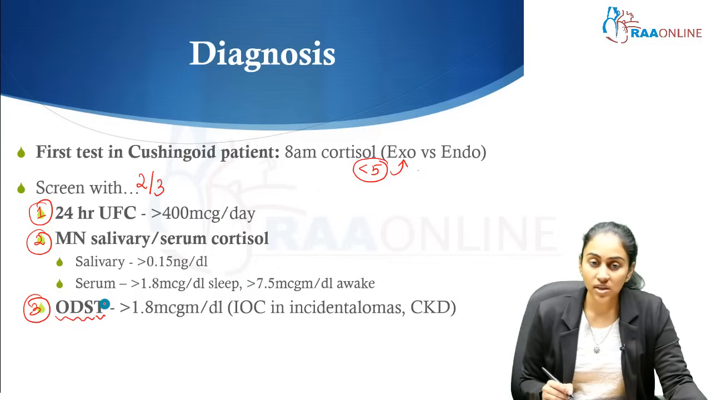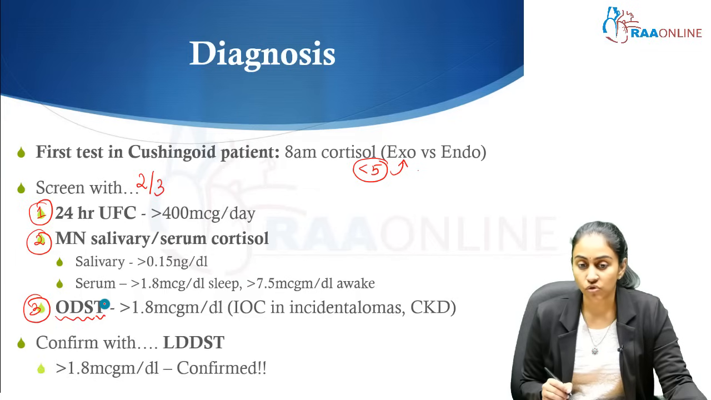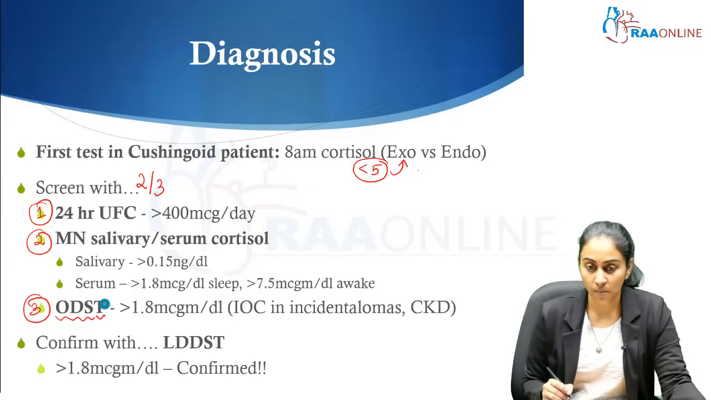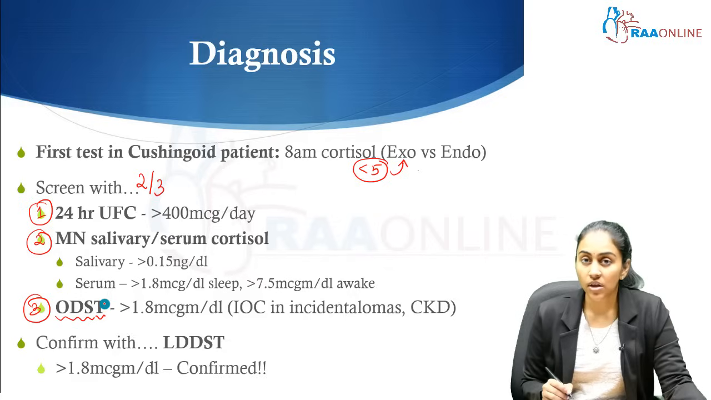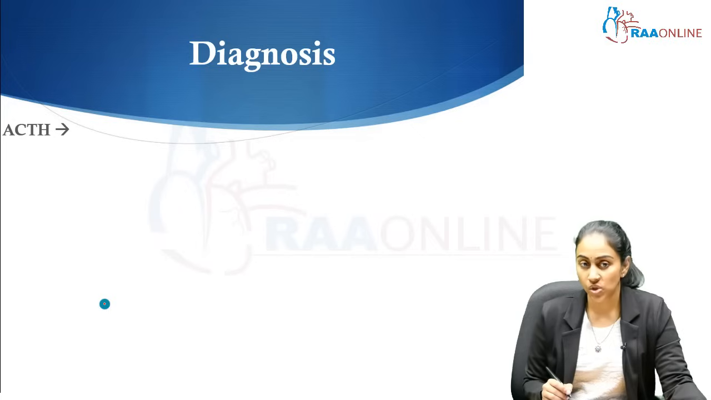Once you do these screening tests, if 2 out of 3 screening tests are positive, then you will have to confirm with a low dose dexamethasone suppression test. Even during the low dose dexamethasone suppression test, if the cortisol is unsuppressed, then a diagnosis of Cushing syndrome is confirmed. Now beyond this point, we'll have to find out whether it is ACTH dependent or not.